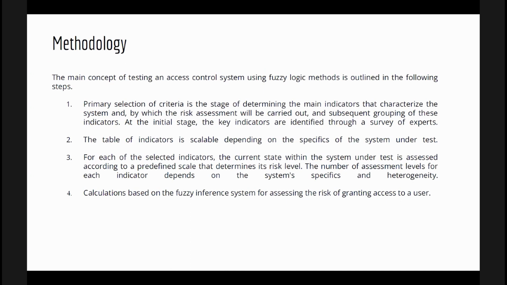So, our methodology. The main stages of the development methodology are as follows. Identify the subjects and objects of the IT structure that is being evaluated, and then describe these entities and their interactions using factors that influence the risk assessment and granting access. And then establish the values and levels of these factors, ranging from 3 to 5 levels each.